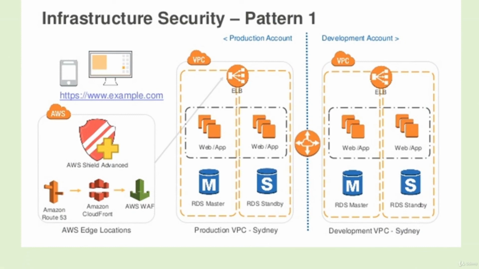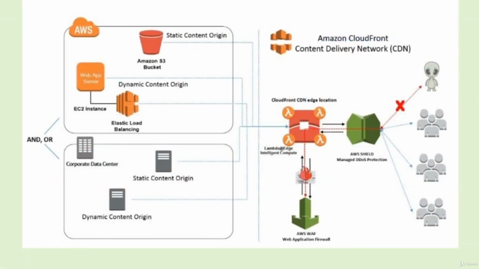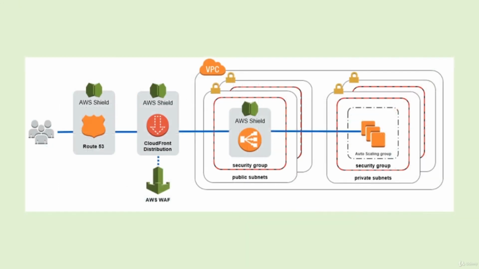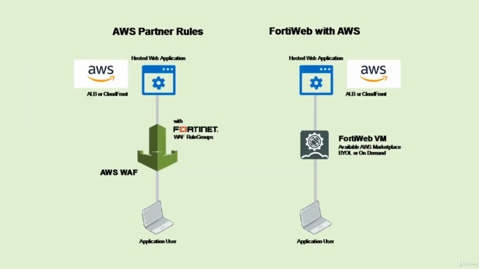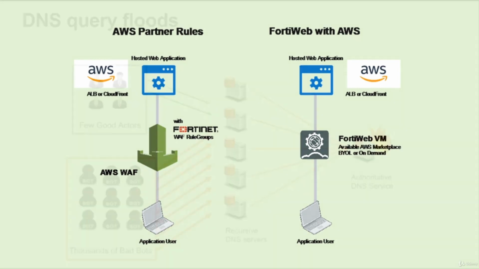The infrastructure security pattern could be implemented with a WAF and Shield in different locations. It could be managed with the ELB, Elastic Load Balancer, in different VPC or native cloud. It could be integrated with CDNs, content delivery networks, as well. With AWS Shield on Route 53 and CloudFront mapped with a WAF, you get better security of both the domain as well as your server. You could add AWS partner rules, or with Fortinet, you could get FortiWeb.